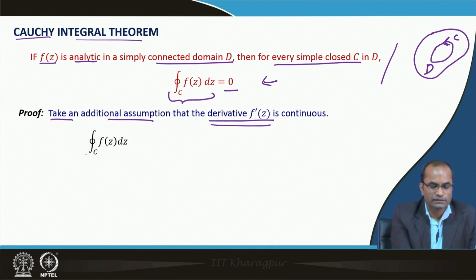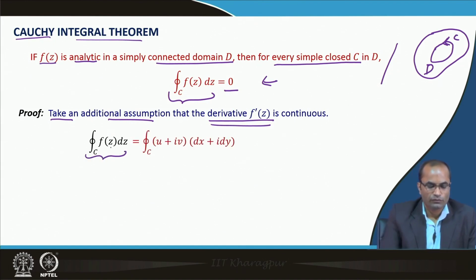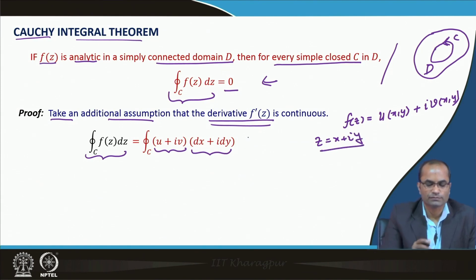Then this closed integral of f z over C, we can write down. f is u plus i v, this is the assumption we always take. So, f z is a complex function which can be written as u x y plus i v x y, so this is u plus i v in short, and then d z. The z is x plus i y as a complex number, so the dz is dx plus i dy.